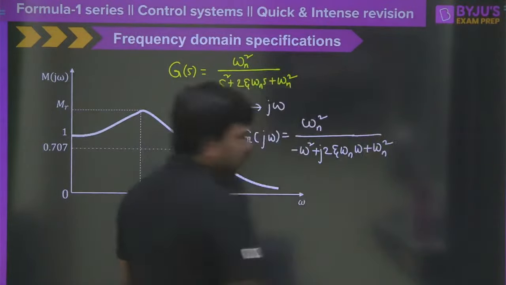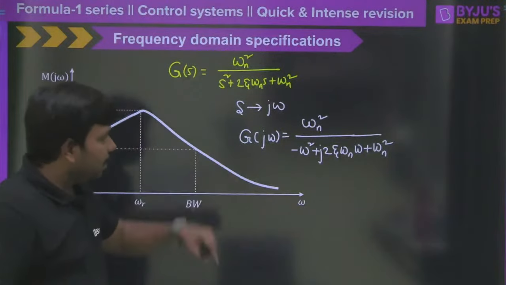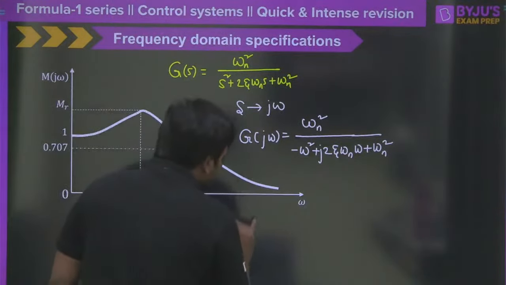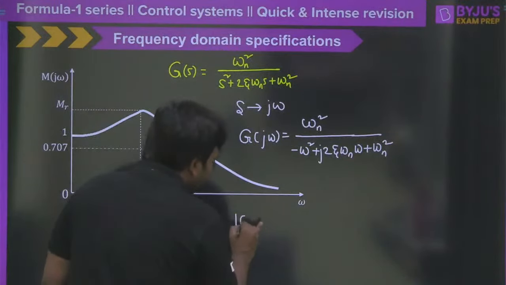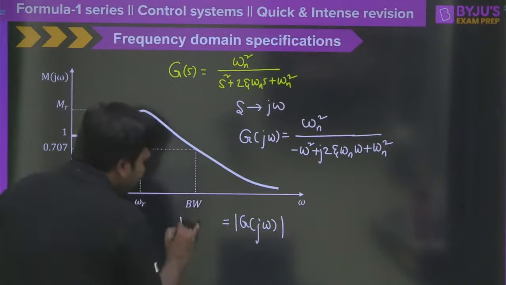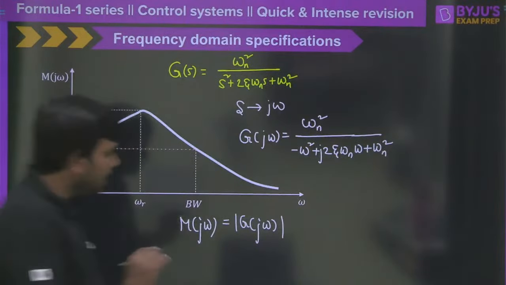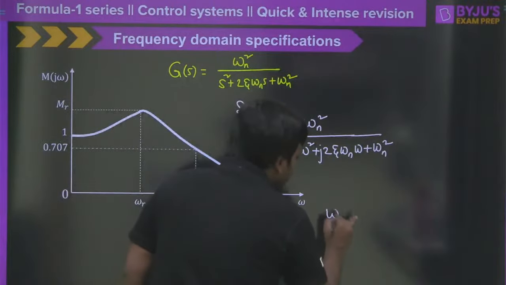This is very easy to understand. After getting this, if you want to calculate the magnitude, how do we write it? If you find the modulus of G of j omega, that is going to be your M of j omega, correct? So let me write down M of j omega. The numerator will simply be omega n square.